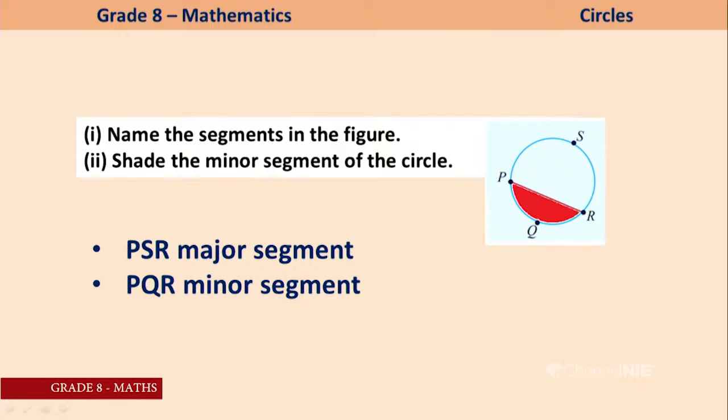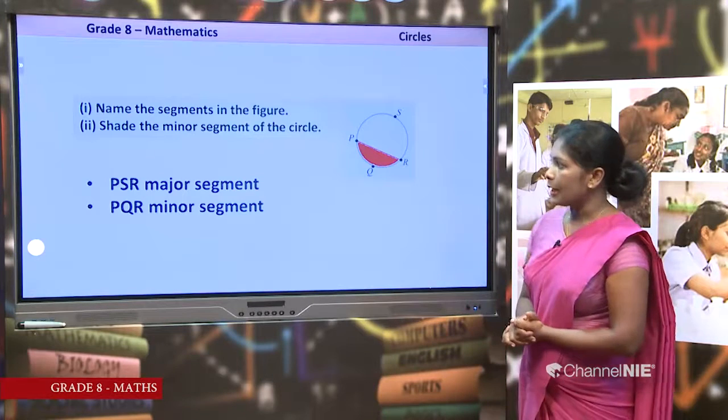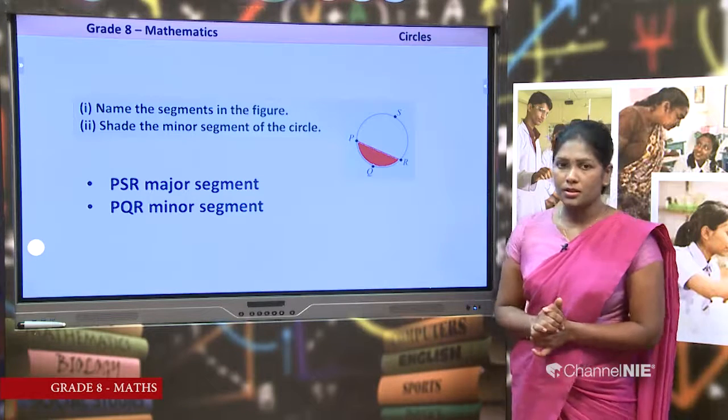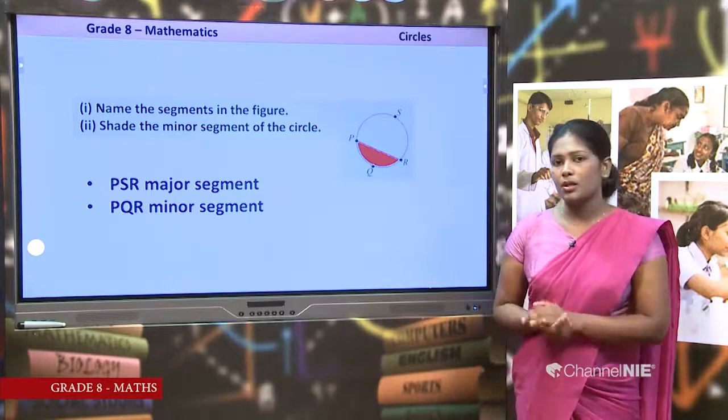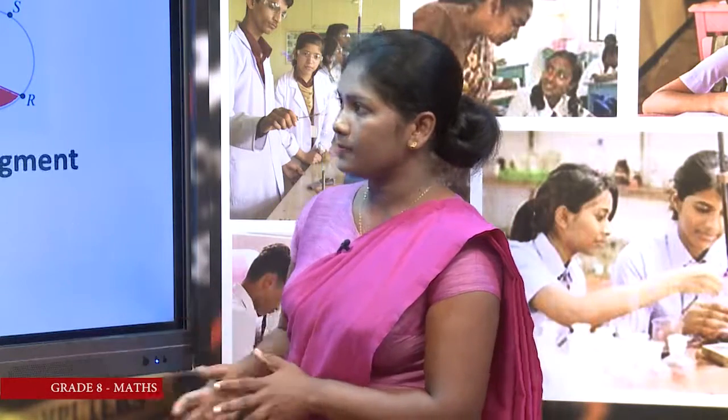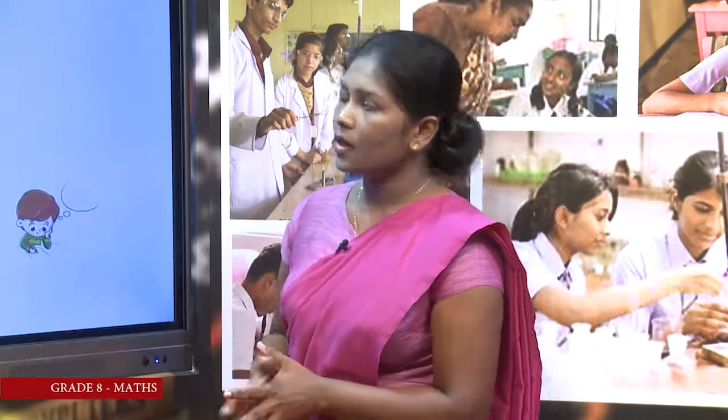Okay, children. Now, you can understand how to do the questions, how to apply these theories to the questions. Now, next move to the other question. Fourth one. There are 4 questions. Try to do that. Read the question and you can do.